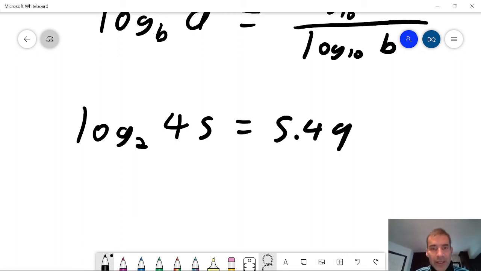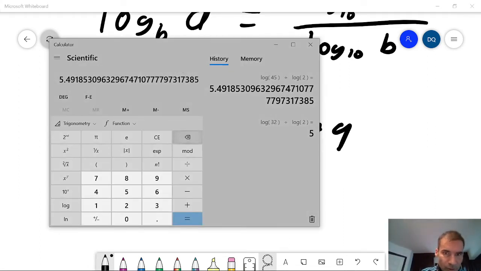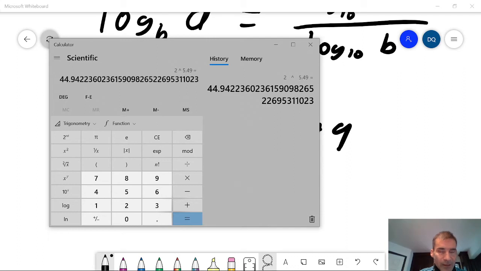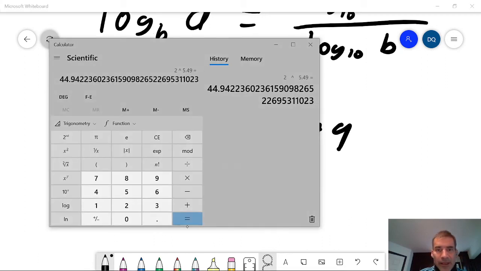Now you can verify this. If you take 2 and raise it to the exponent 5.49, so just the first few of these that you do, maybe verify on your calculator that you're getting this right. If I take 2 and raise it to the exponent 5.49, that's going to give me 45. Now it's saying 44.94 because, again, I rounded my 5.49. If I kept more of those decimal places here, then my answer would get closer to 45.